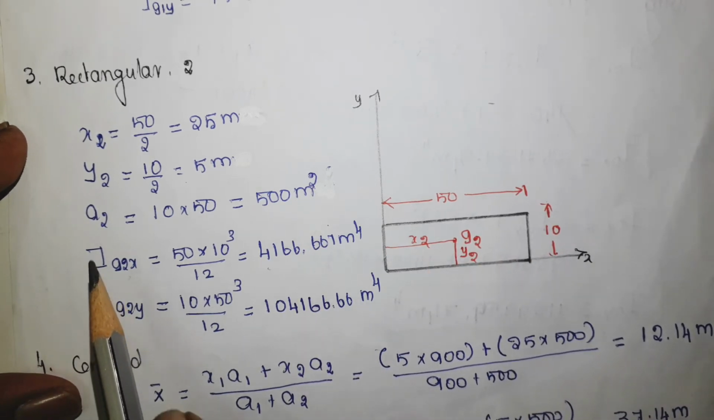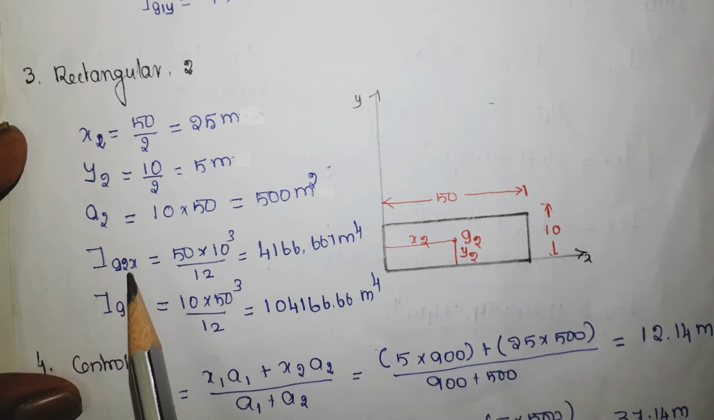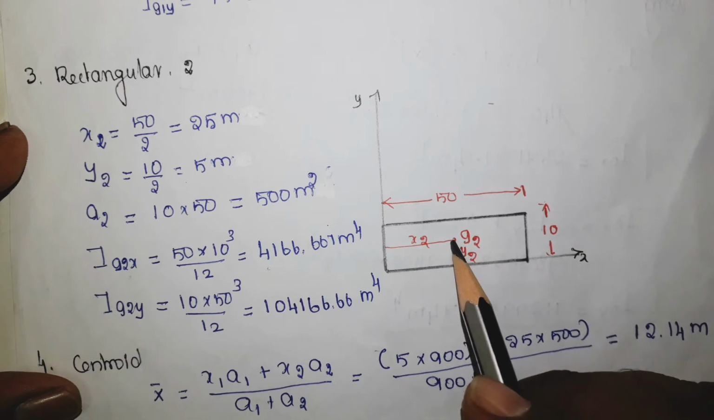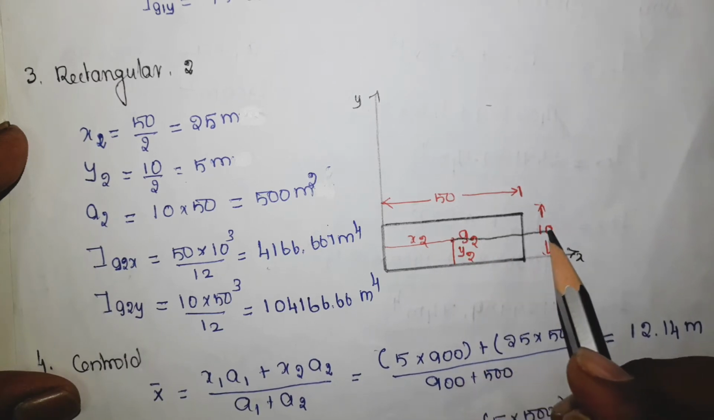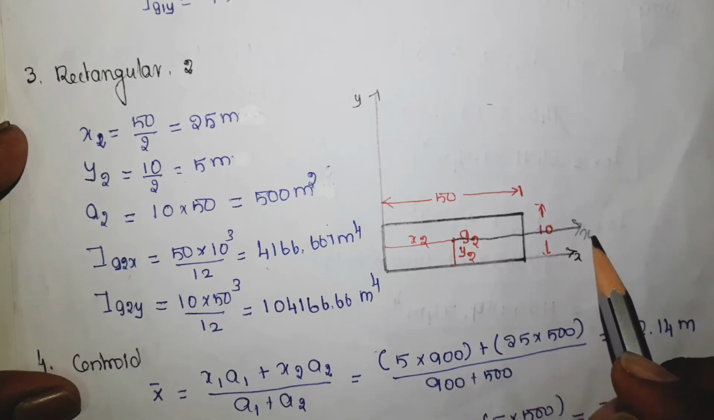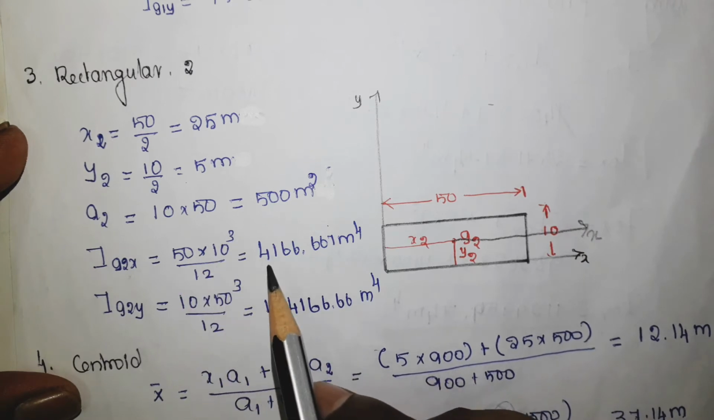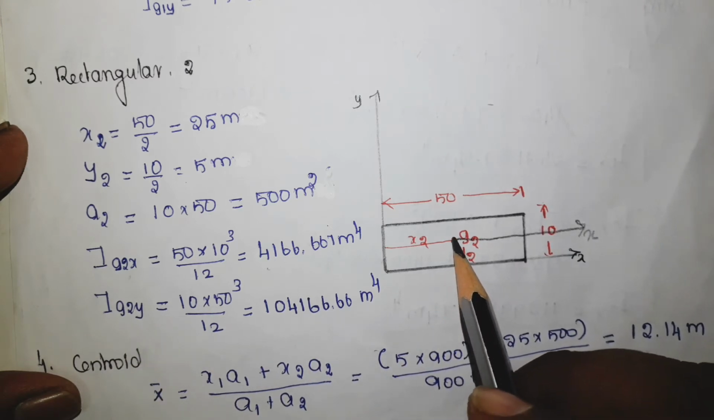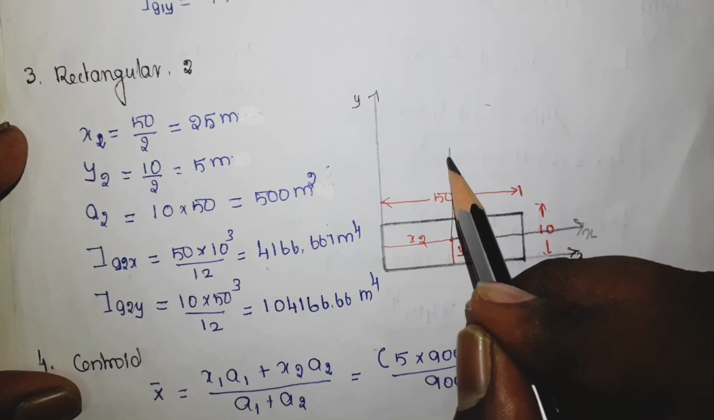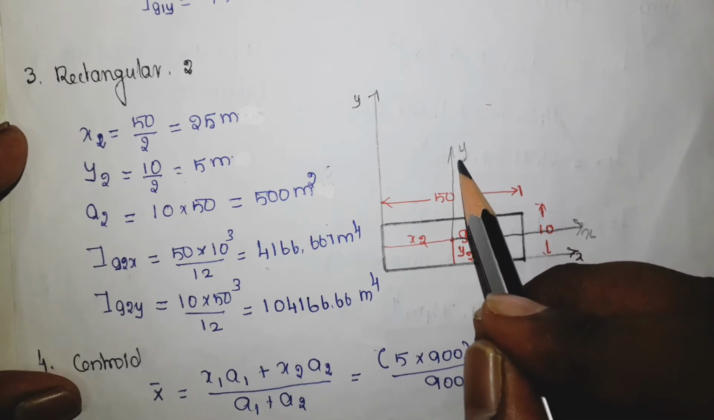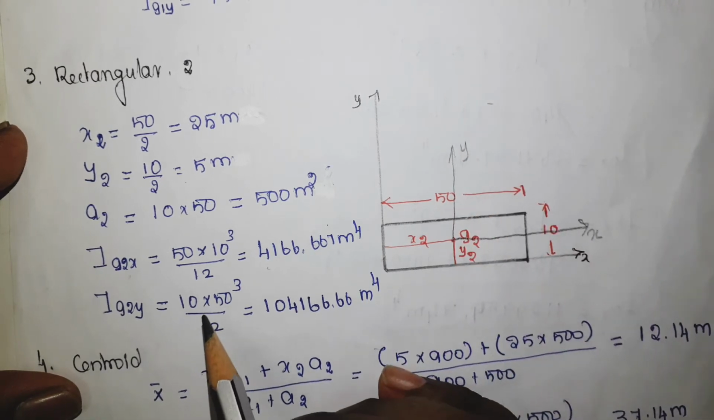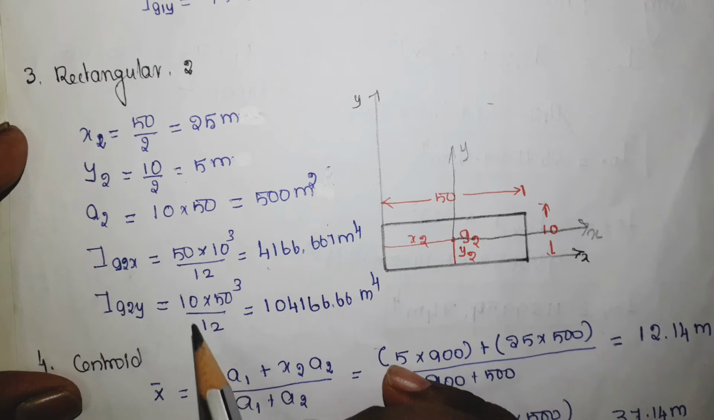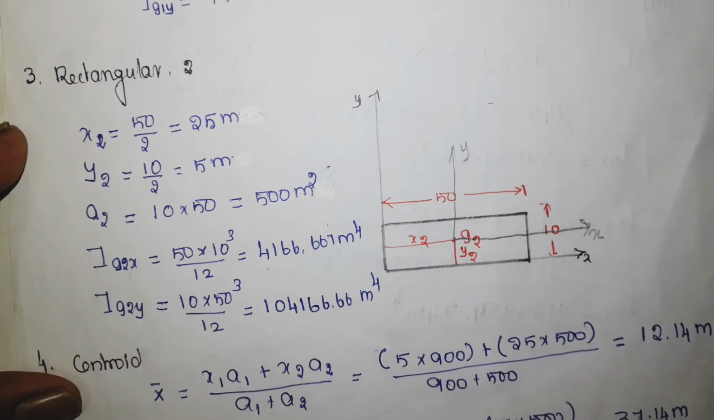Now this one, Ig2x, is the moment of inertia with respect to this axis passing through G2. So this is the formula and these are the values. Similarly, Ig2y, which is the moment of inertia with respect to this axis, which is again equal to db cube divided by 12. Substitute the values, you will get the answer as something like this.